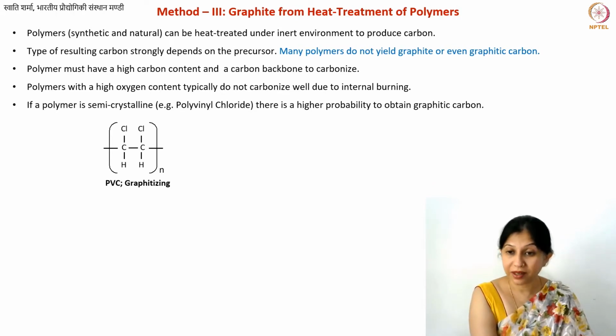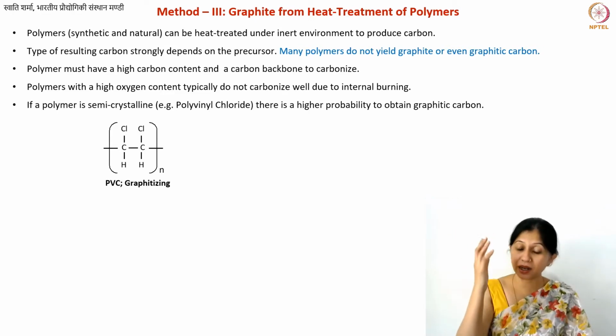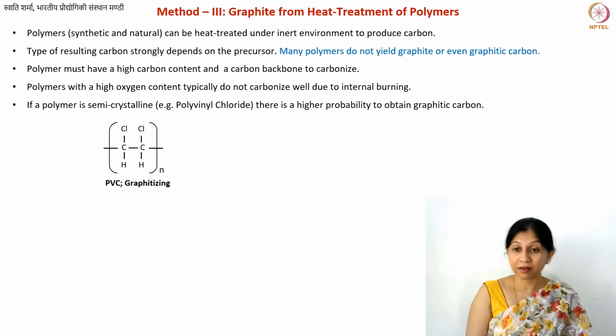And this polymer is actually a graphitizing polymer, which means this polymer gives you a carbon material which is graphitizable or graphitizing, which means it can be converted to graphite when you go to very high temperatures, unlike some polymers which will, even at 3000 degrees, only give you non-graphitizing carbon.